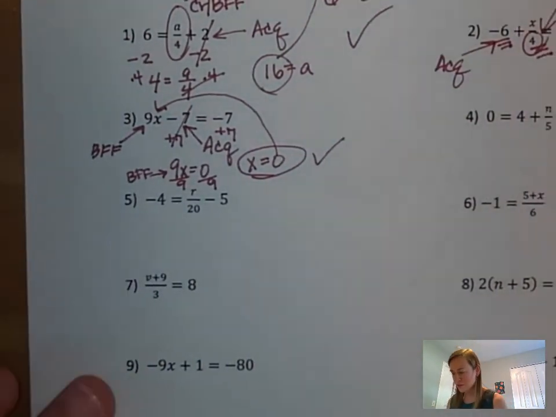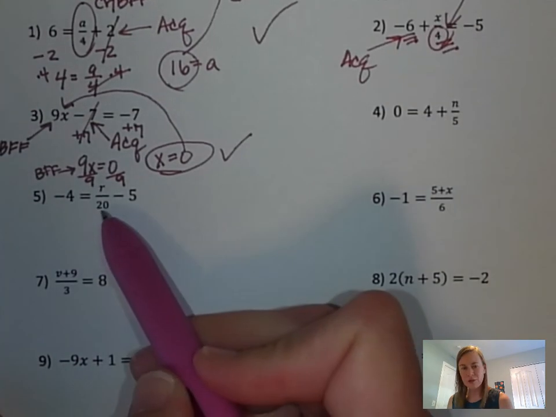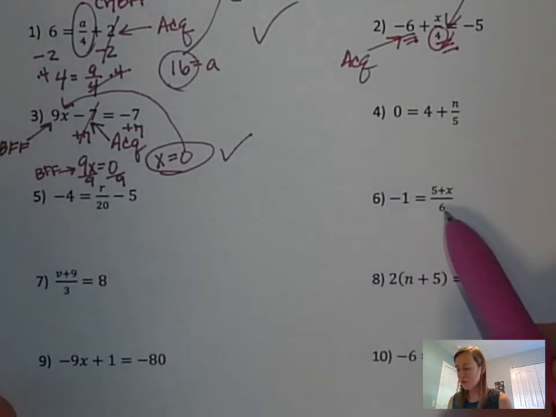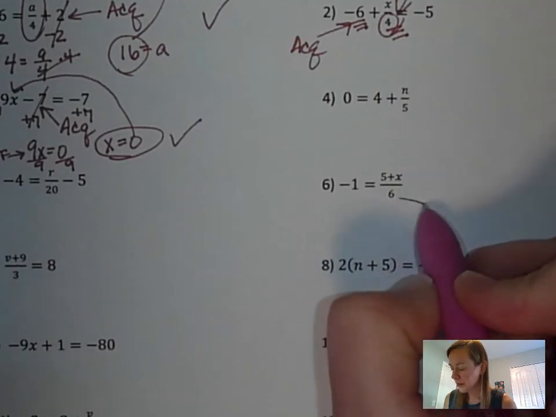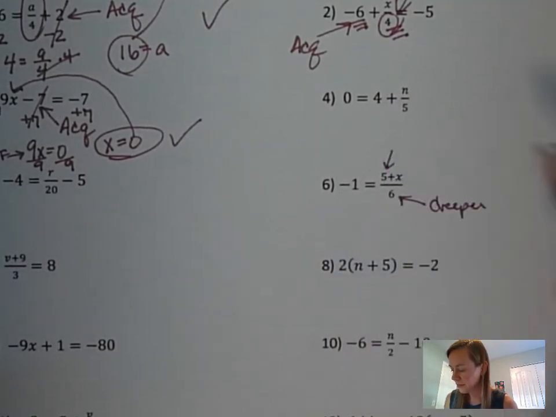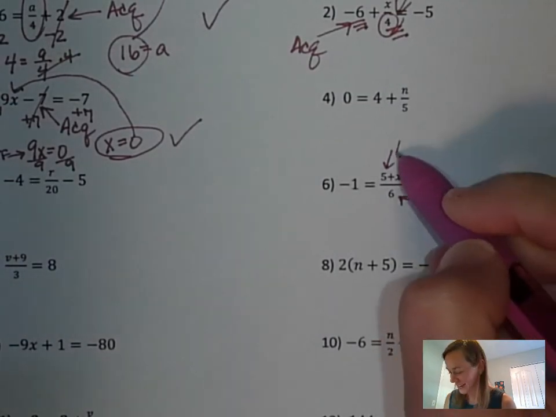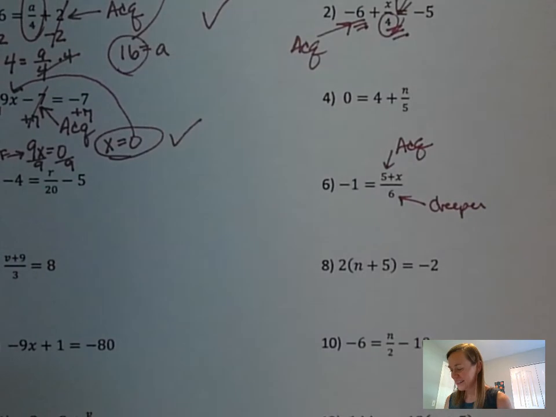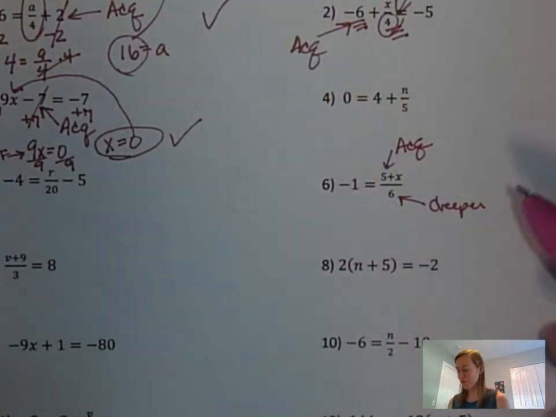Which one should we do? Looks like we have another creeper best friend there and another creeper best friend there. Here we have just a good old-fashioned creeper. So let's do that one. So we have creeper. And here we have, what do we have? Acquaintance. There we go. So which one goes home first? The creeper goes home first.